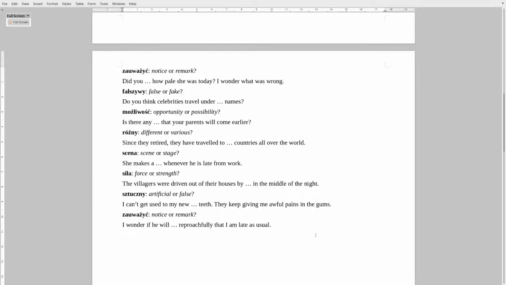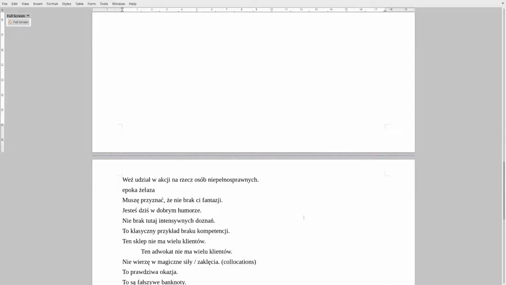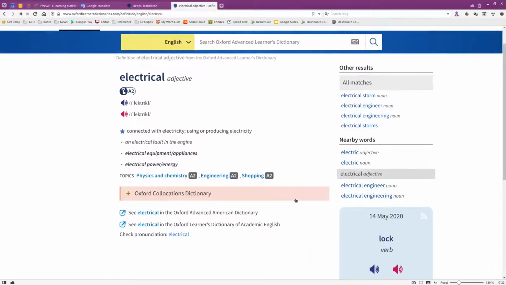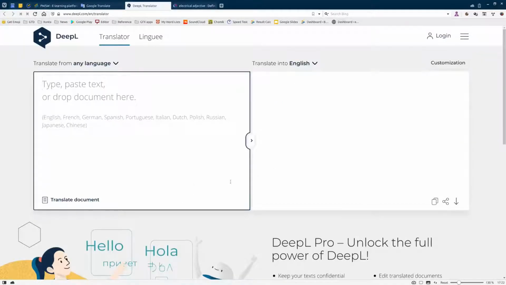Okay, so let's look at some sentences which we will paste into Google and DeepL. So let's look at those tools. So we've got Google Translate, which you all know and love, and we've also got the DeepL translator. So if you haven't used this one, you might give it a try.